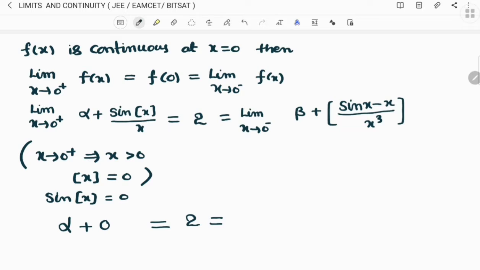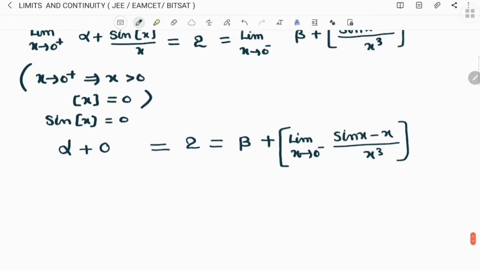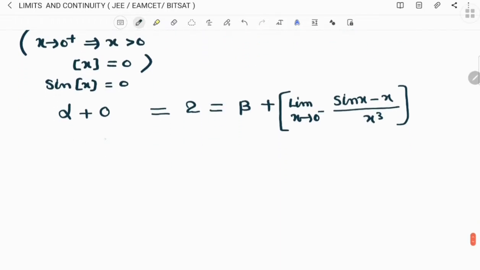Which is equal to, here comes the concept of limit x tends to 0 minus. X tends to 0 minus, beta constant you can take outside. Limit x tends to 0 minus, and within the step function take that limit inside. Limit x tends to 0 minus sin x minus x divided by x cube. If you substitute x is equal to 0 directly, here what we are going to get is alpha equal to 2 equal to beta plus, substituting x equal to 0, an indeterminate form will come. Whenever an indeterminate form is there, we need to apply the L'Hospital rule.